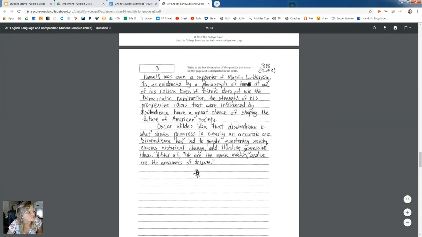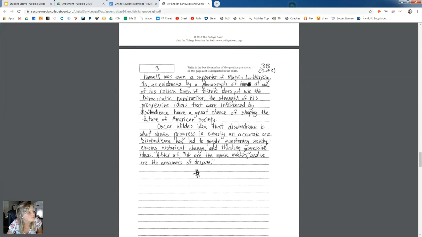Oscar Wilde's idea that disobedience is what drives progress is a clear and accurate one. Disobedience has led people to question society, causing historical changes, and thinking progressive ideas. After all, we are the music makers and we are the dreamers of dreams.